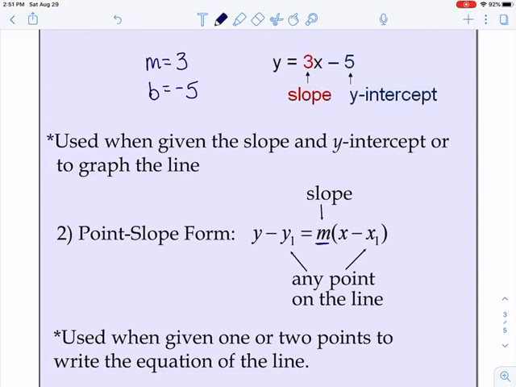And just like above, when I said you want regular old y and regular old x in the equation, it's going to be the same thing here. We always want that regular old y and that regular old x in the equation. So it's going to be the y1 and the x1 that we're going to replace. And we're going to use this when you're given 1 or 2 points to write the equation of the line.